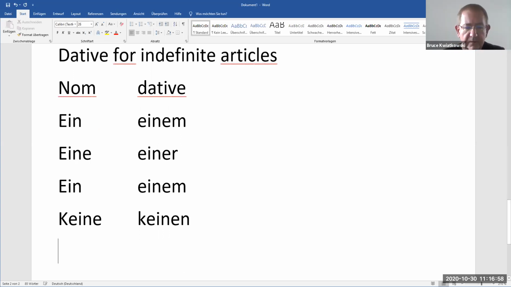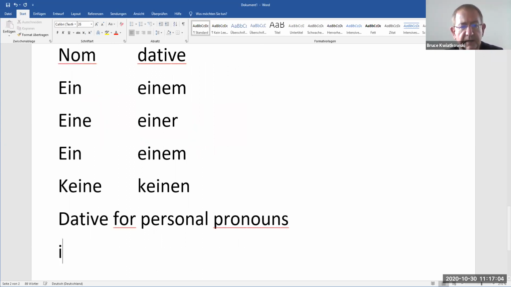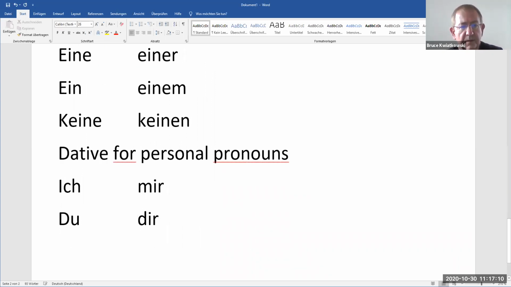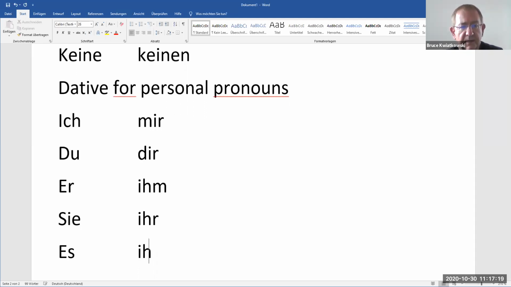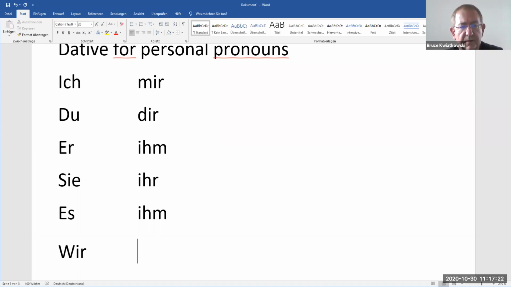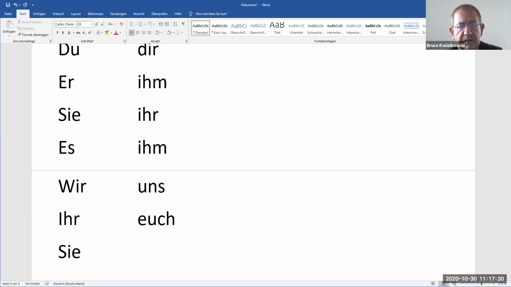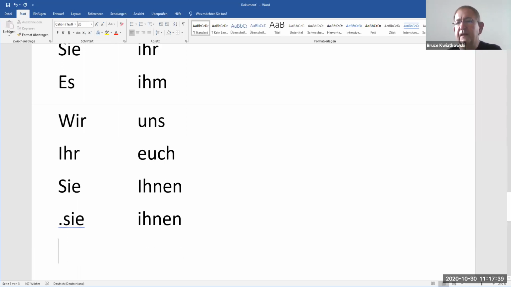Okay? Then we have the dative for personal pronouns. So ich becomes mir, du becomes dir, er becomes ihm, sie becomes ihr, and es becomes ihm. Wir becomes uns, ihr, euch, Sie, formal becomes Ihnen, and sie, they, becomes ihnen also with a little i. Okay?